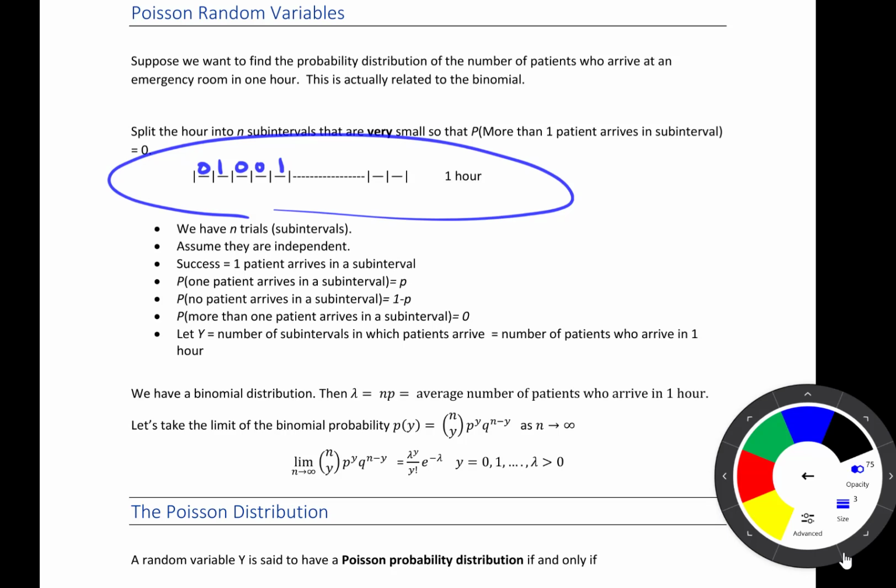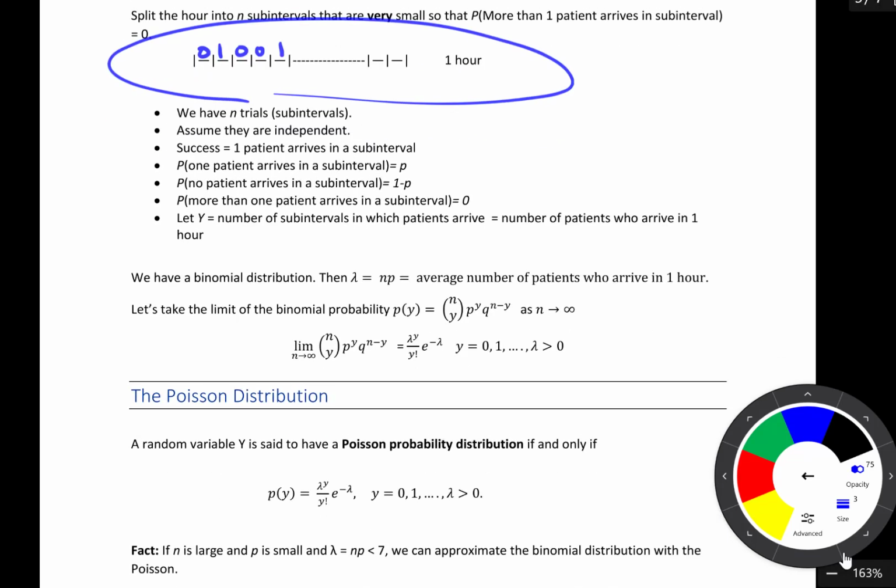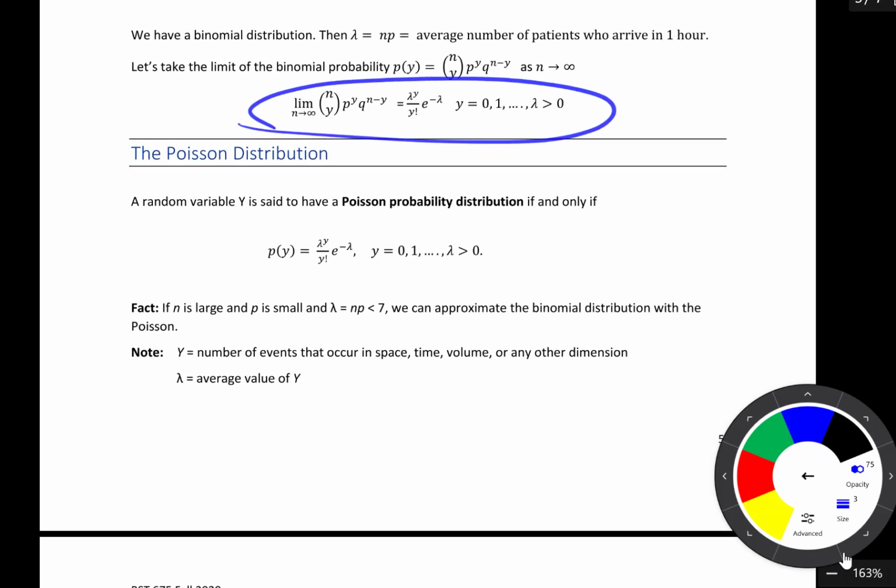Here we could let y be equal to the number of subintervals in which patients arrive, in other words, the number of patients who arrive in 1 hour. So what we would have here is a binomial distribution, and we could say that lambda is equal to n times p, in other words, the average number who arrive within that single hour. And you could show that if you take the limit of a binomial probability distribution as n goes to infinity, you end up with this right here. And that is what motivates the Poisson distribution.